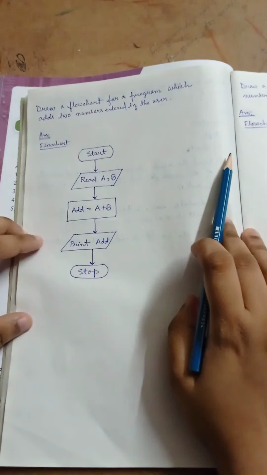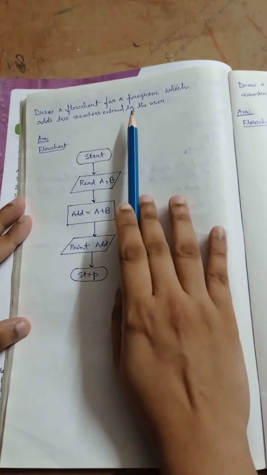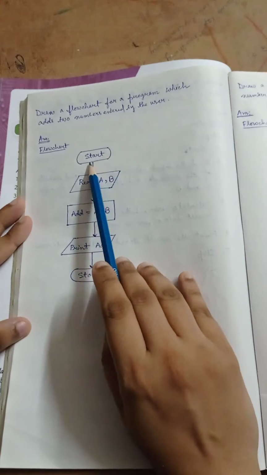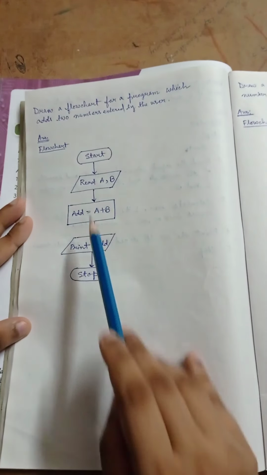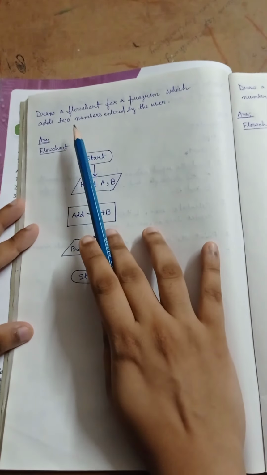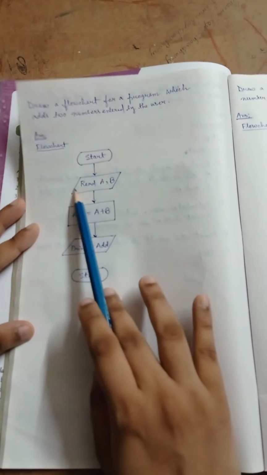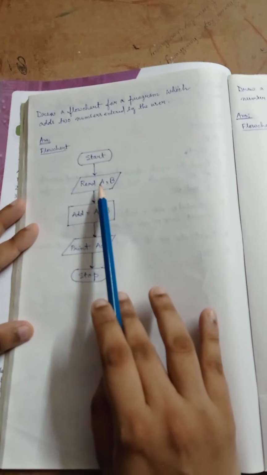This is the flowchart of a program which adds two numbers entered by the user. So first start, then with the help of the arrow line it indicates the flow of the program. Next step is read two numbers, meaning input two numbers, which is denoted by this parallelogram symbol. Read A, B.